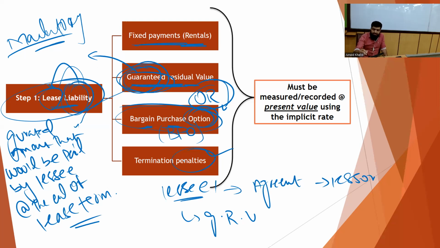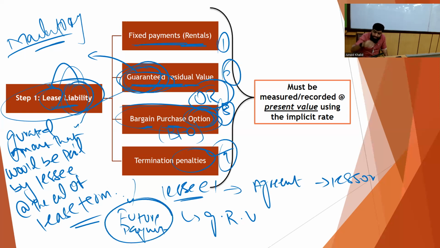So normally lease liability has four components: the fixed rental, the guaranteed residual value, the bargain purchase option, and the termination penalties. Now remember, these payments are required to be paid at the end of the lease term, that is after 5 years. These are future payments. Mark my words, these all are future payments, and we are going to record that liability today, at present. And I know that you got it.